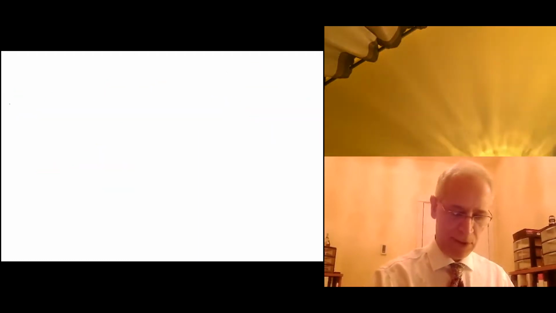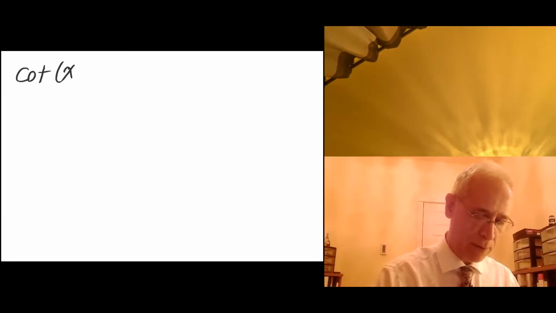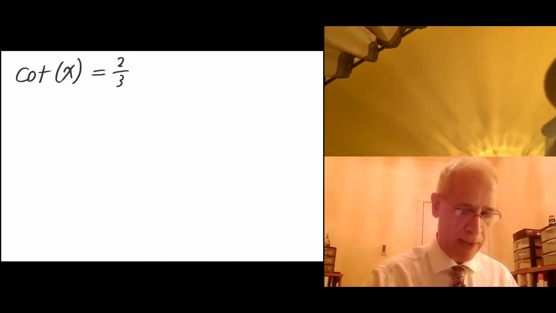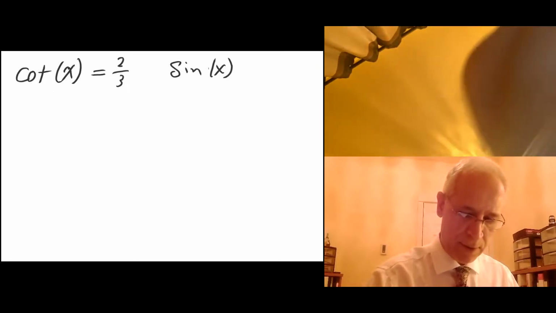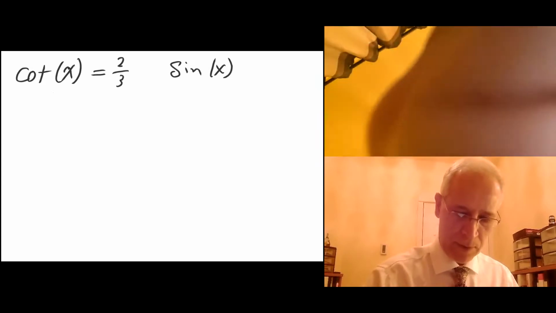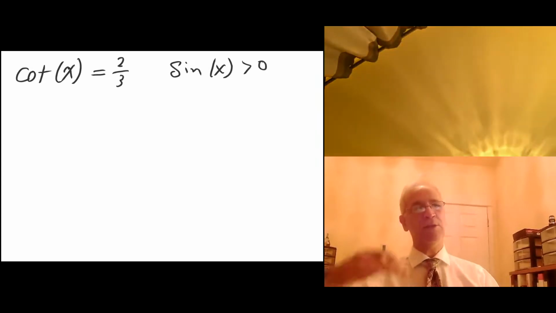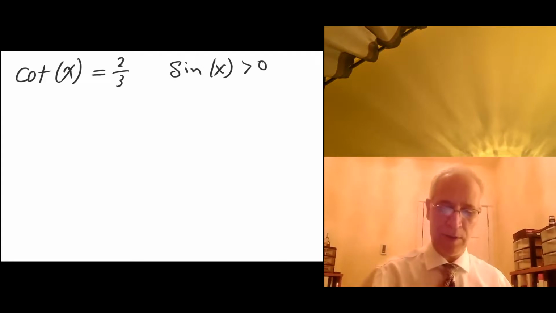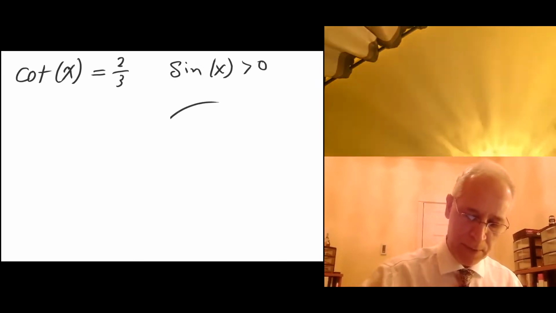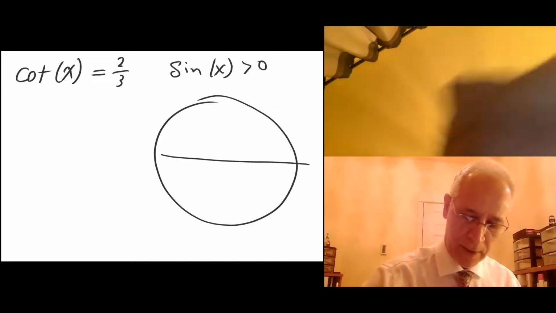Suppose we have this time cotangent of x equals 2 over 3, and sine of x is greater than 0. So sine is positive, cotangent is positive. We must be talking about quadrant 1.